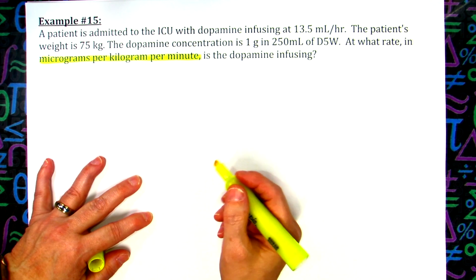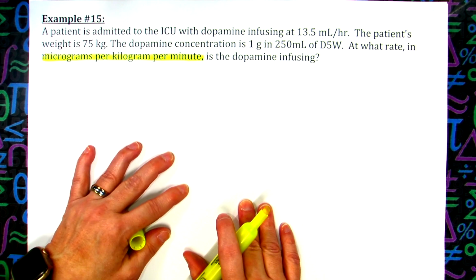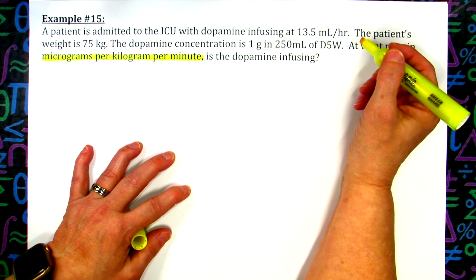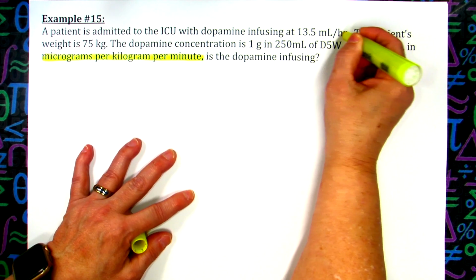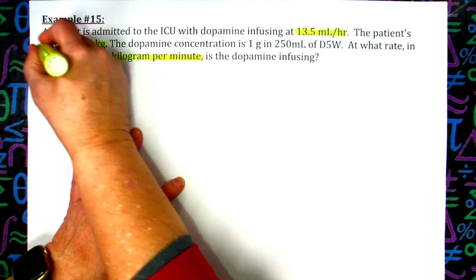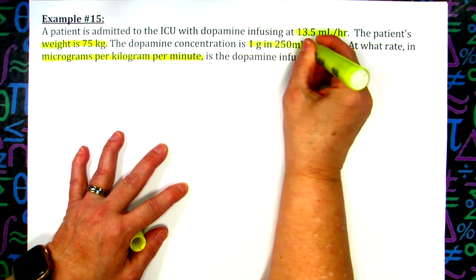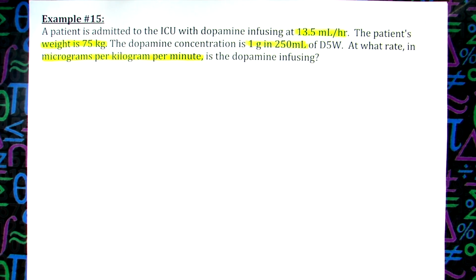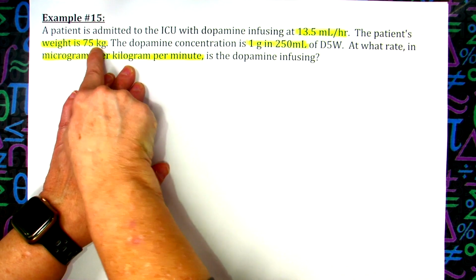Now let's highlight the other important parts, because we had a lot in this story problem. The patient's admitted with dopamine infusing at 13.5 milliliters per hour. The patient's weight is 75 kilograms, so that's important. The concentration is 1 gram in 250 milliliters. Again, we do have kilograms in our final answer, so that's good.